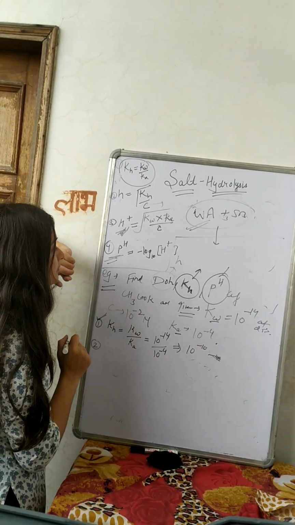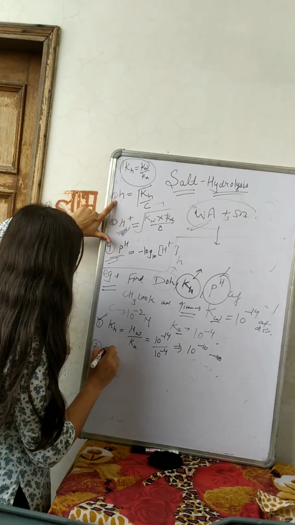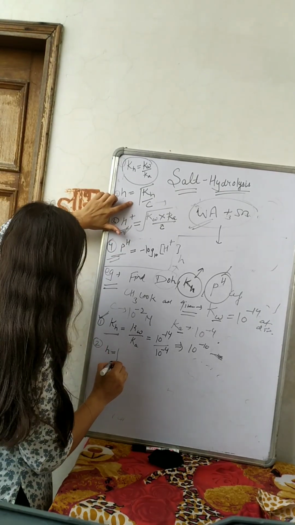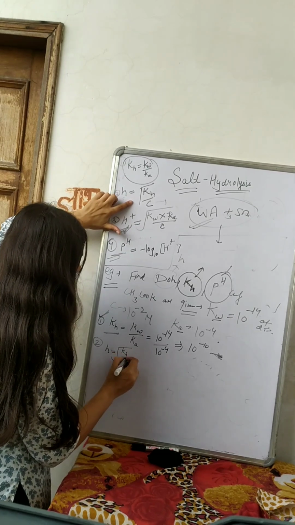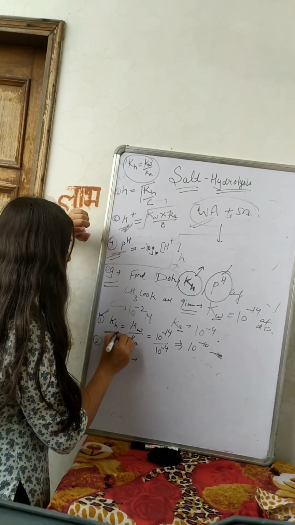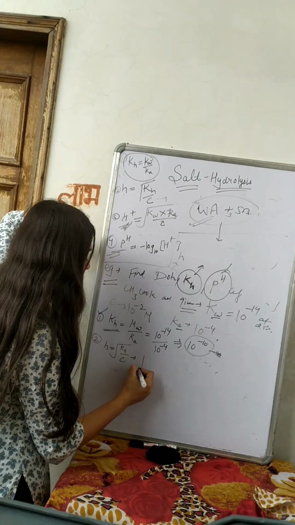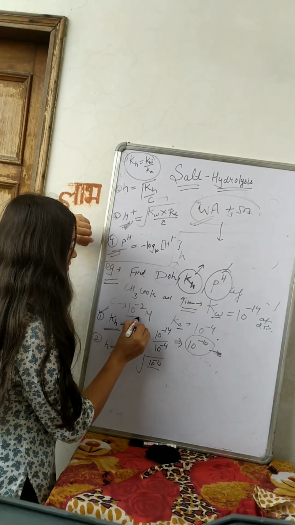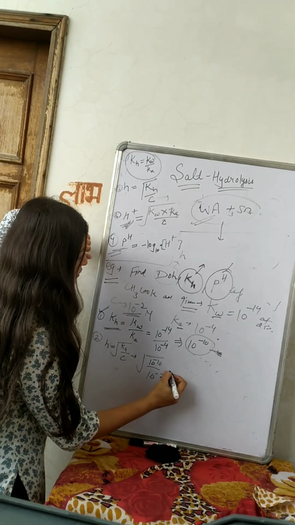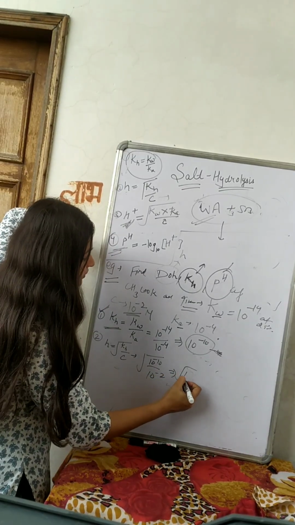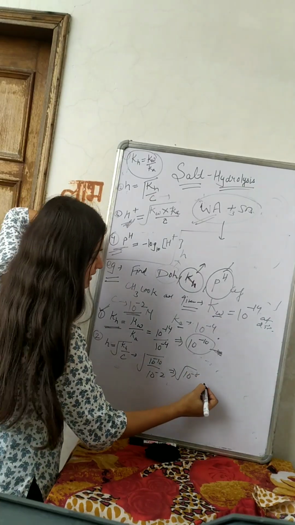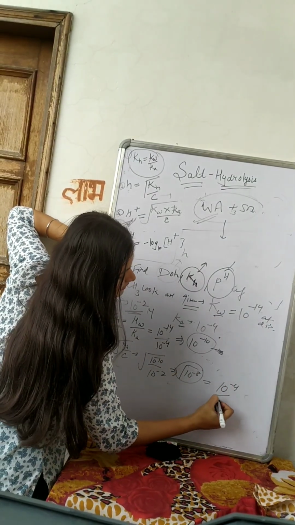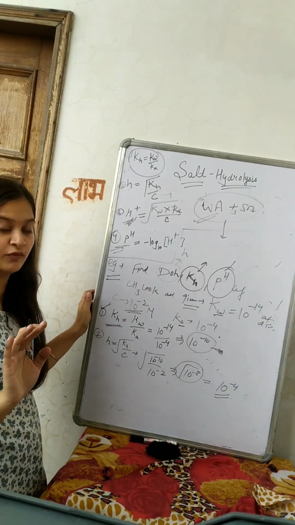Now from this part we can also calculate this h, because now we have the value of KH. Okay. So h is the root of KH by C. What is the value of KH? That we have calculated, that is 10 power minus 10. And what is the value of concentration? That is given, 10 power minus 2. So 10 power minus 8. And to solve this root, it comes to 10 power minus 4.